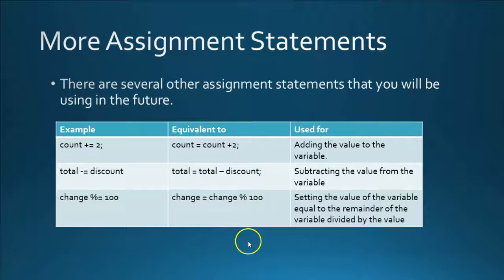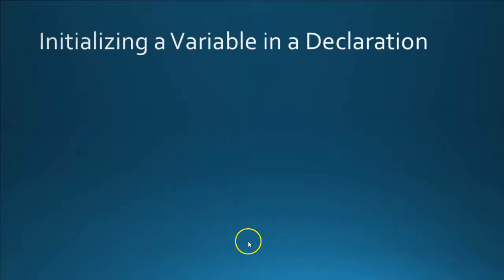And then change modulus equals 100. That percent sign does not mean percent 100. That means modulus, which is setting the value of the variable equal to the remainder of the variable divided by the value.